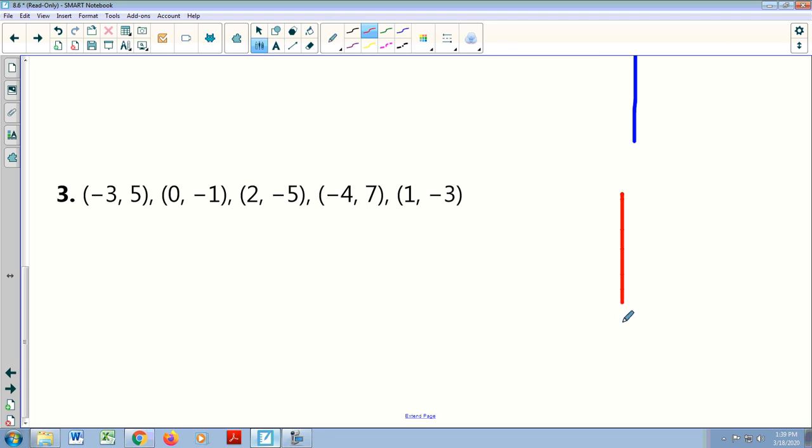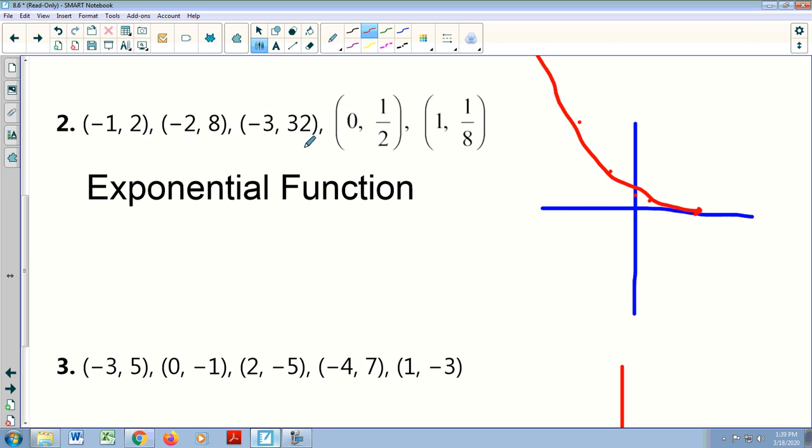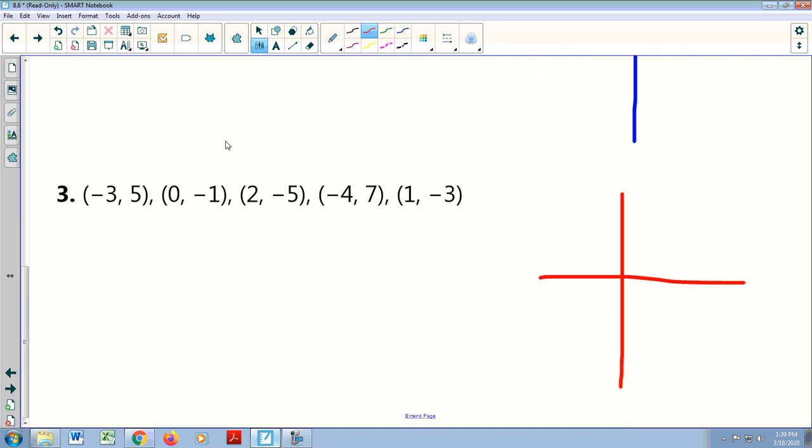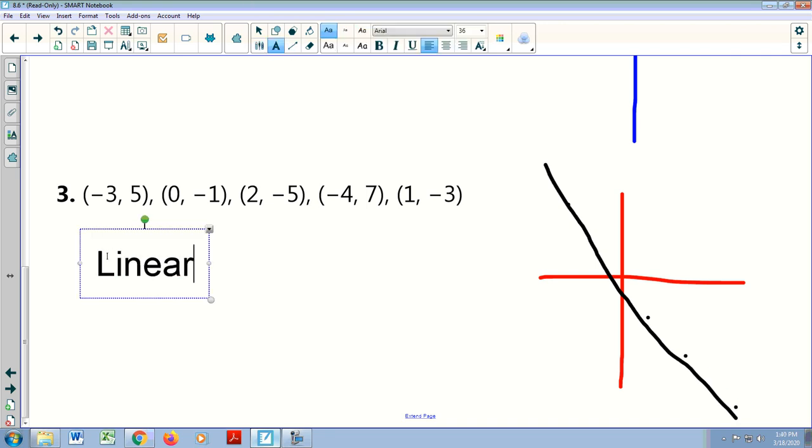Finally, the other thing I should say up here, when I see this huge number, negative 3, 32, I'm thinking something weird's going on. I don't know for sure, but I'm thinking that in my head. So negative 3, 5, 0, negative 1, 2, negative 5, negative 4, negative 7, 1, negative 3. That looks pretty linear to me. This is a linear function.